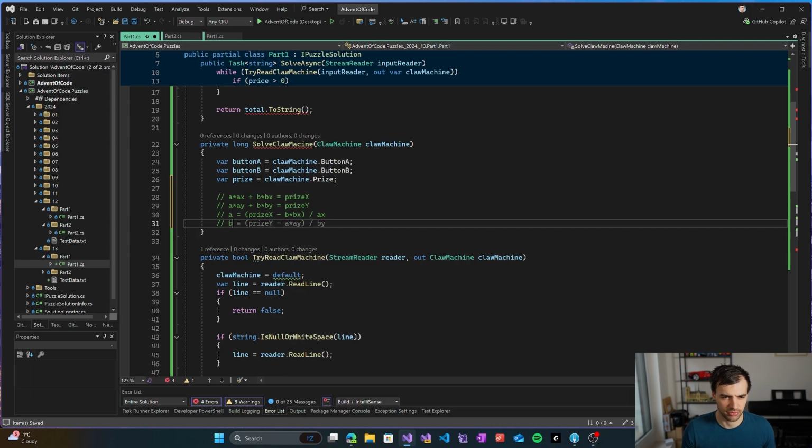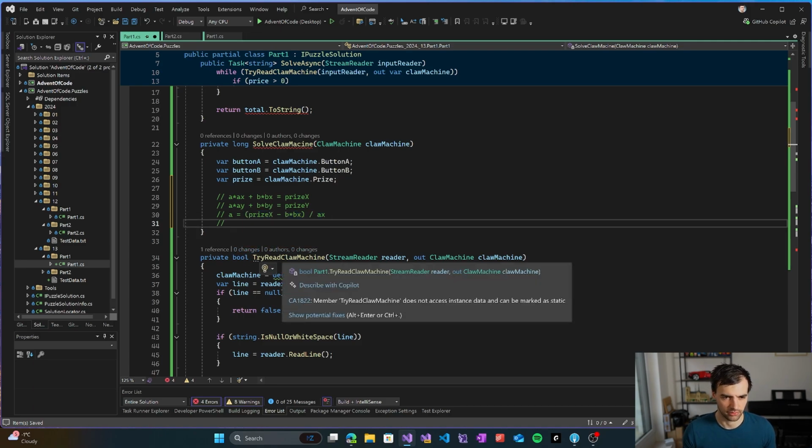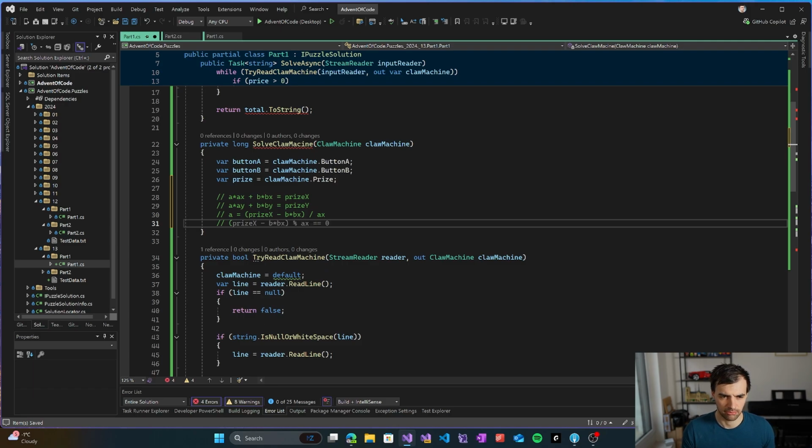So for B, now we put this into the second equation. So it would be price X divided by AX times AY equals BX, B plus B, so price Y.